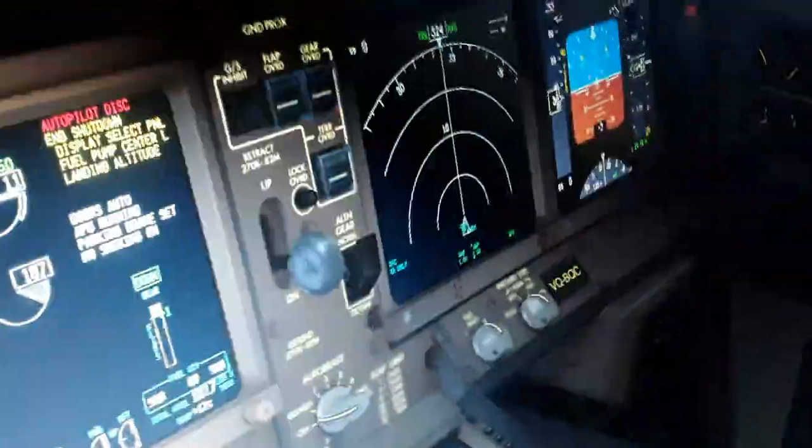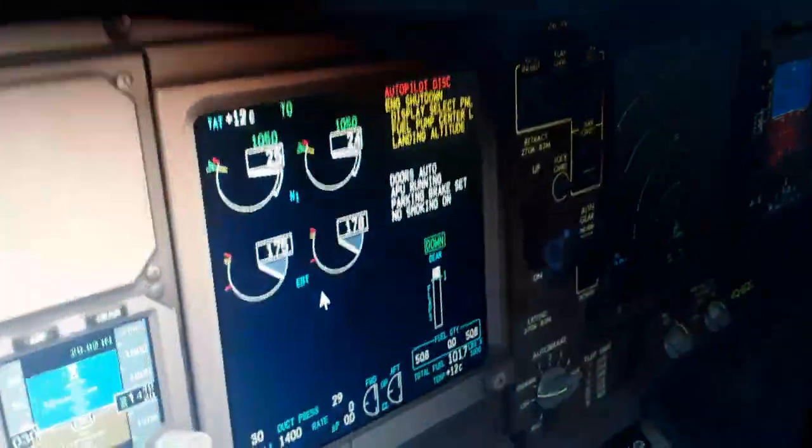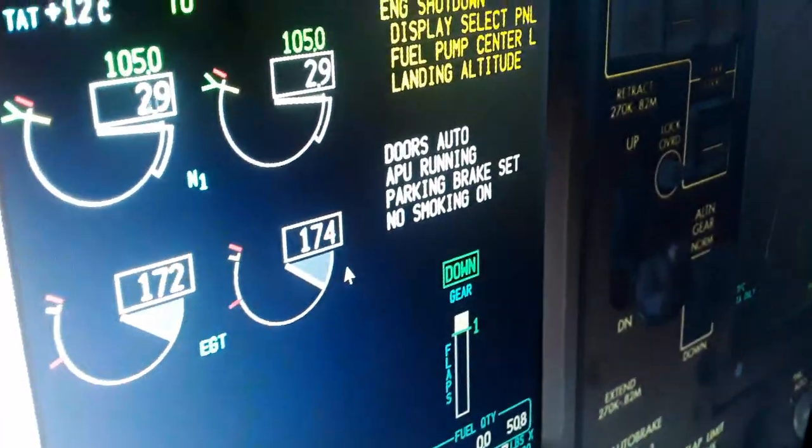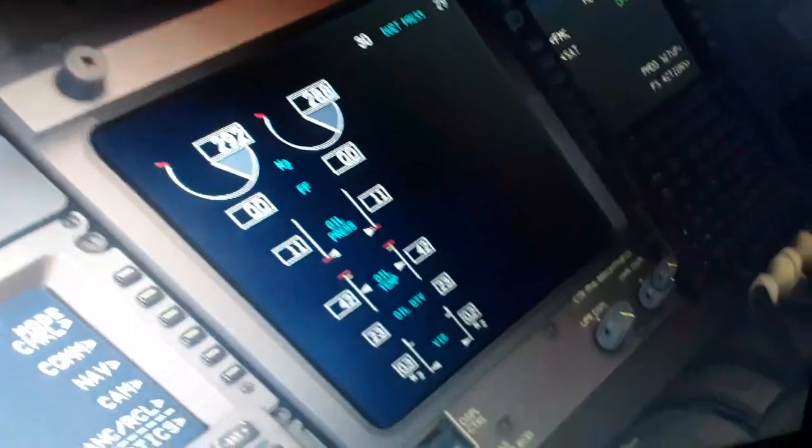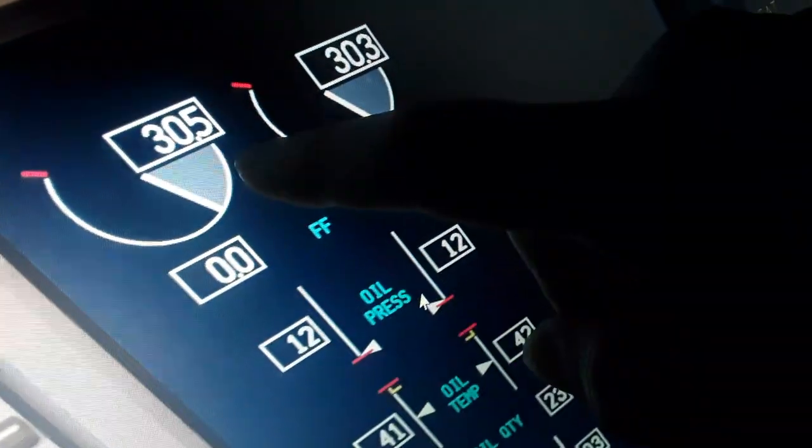So I'm going inside. We can restart using the engine start system over here, the left and the right engine simultaneously. So we have a few more minutes. You can see the N1 increases. Also the N2 above 20%, we can restart the engines.